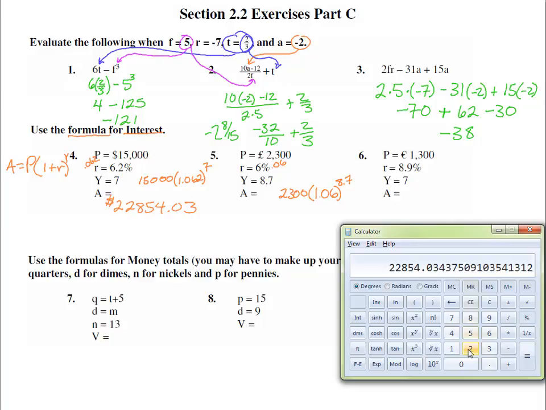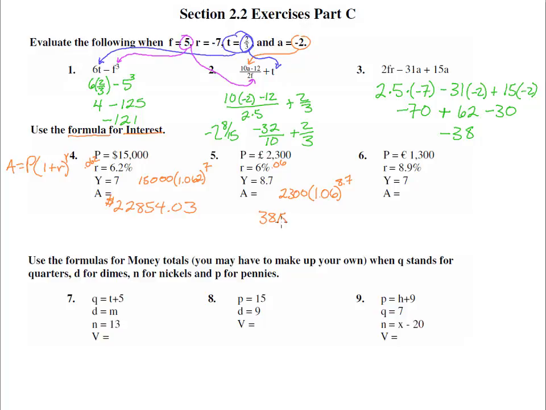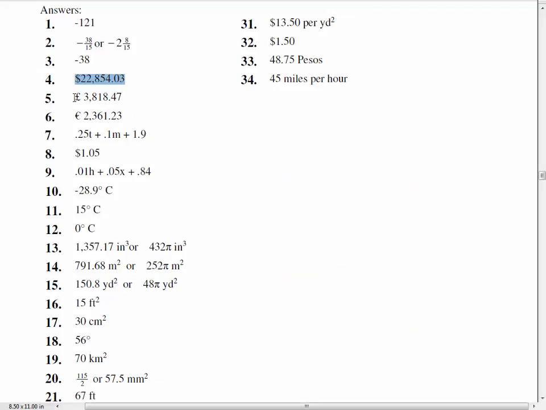We get 2,300 times 1.06 to the, there's the exponent button, 8.7 power equals 3818.47 when we round up. 3818.47, and this will be in British pounds. Good, let's check our answer. Yes, there we are.